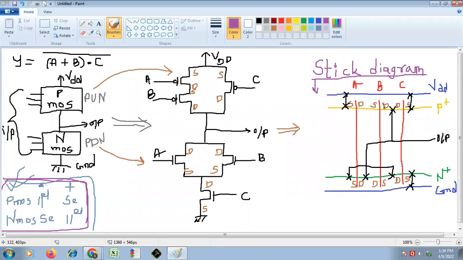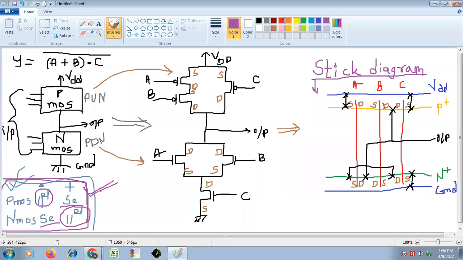For PMOS, in case of dot, it has to be connected in parallel, and in case of addition, it has to be connected in series. And the reverse is the case with NMOS. In case of NMOS, the dot has to be connected in series, and the addition has to be connected in parallel. Okay, so you have to remember this rule.